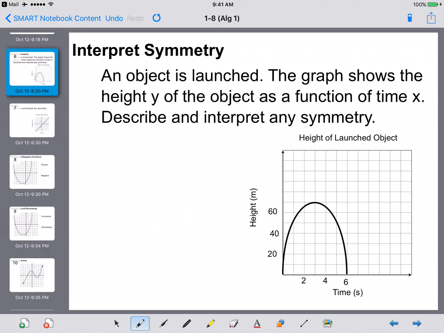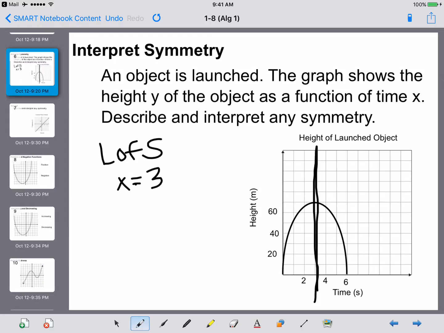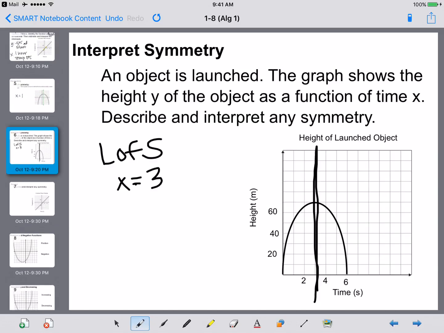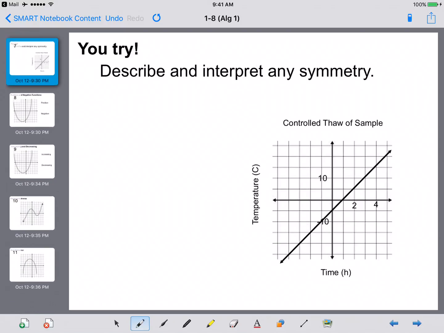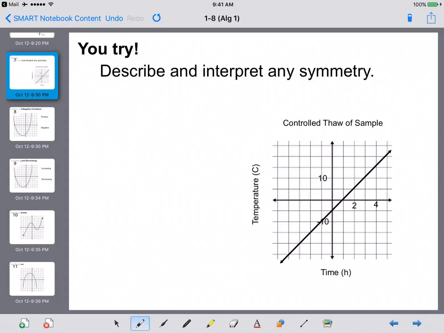So here it says, an object is launched. The graph shows the height of the object as a function of time x. Describe and interpret any symmetry. So here is our line where we can fold it in half and it's the same on both sides. So our line of symmetry is x equals 3. And what that's saying is that it goes up and down the same exact way. Here in our linear equation, we want to describe and interpret any symmetry. If I were to fold this line in half anywhere, it would never match up perfectly, so there is no symmetry.